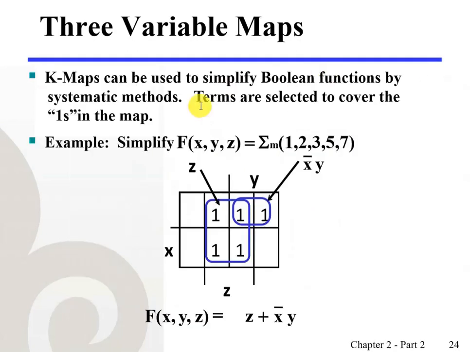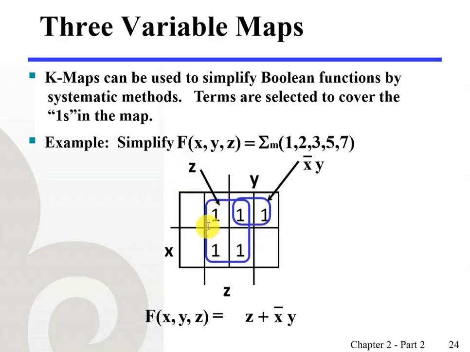As I said, K-maps can be used to simplify Boolean functions by systematic methods. Here we collect the terms that are defined by ones in the map. If we take this function as an example, a function of 3 variables identified by the following standard sum of products form, defined by these minterm indices 1, 2, 3, 5, 7. First, we just write down the locations of ones at these locations, 1, 1, 1, 1, and 1. So 5 minterms. Then we start grouping.